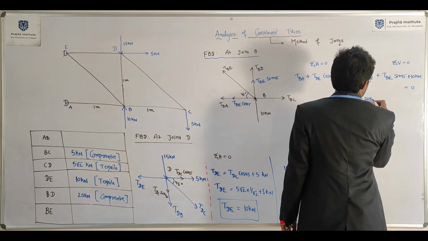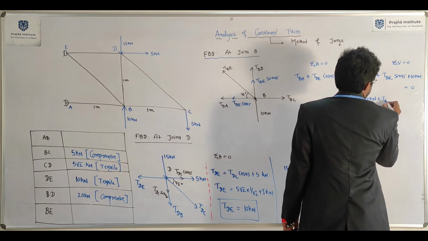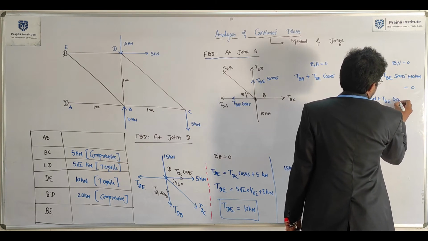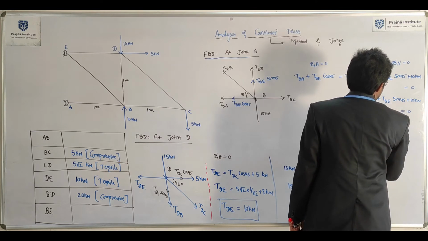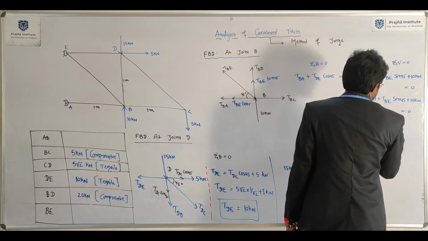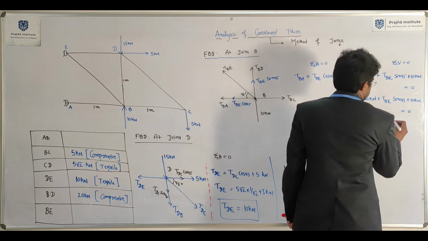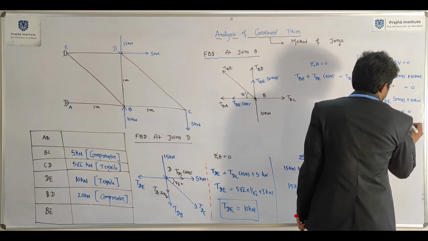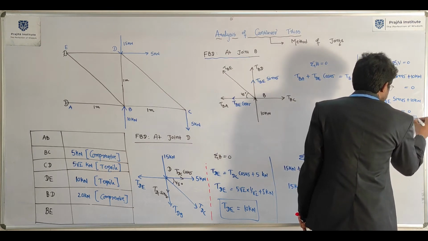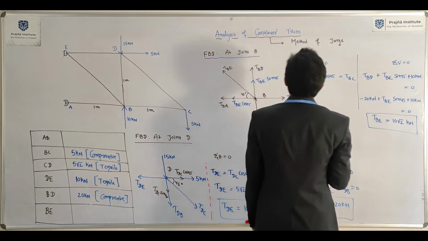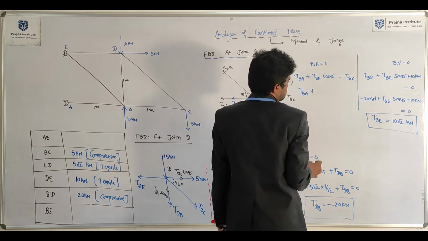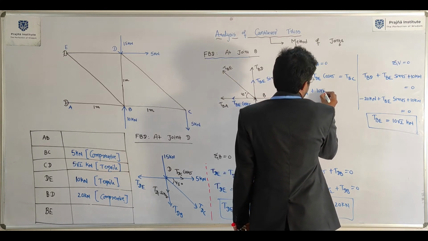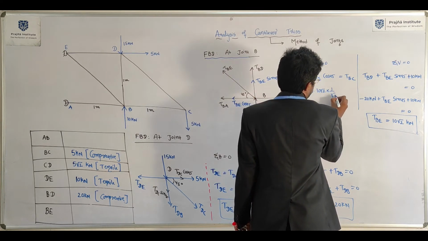Minus 20 kilonewton. TBE sin 45 plus 10 kilonewton equal to 0. TBE equal to, here it is minus 10, finally 10 root 2 kilonewton. Force in the member BE equal to 10 root 2 kilonewton. TBA plus 10 root 2 into 1 by root 2.